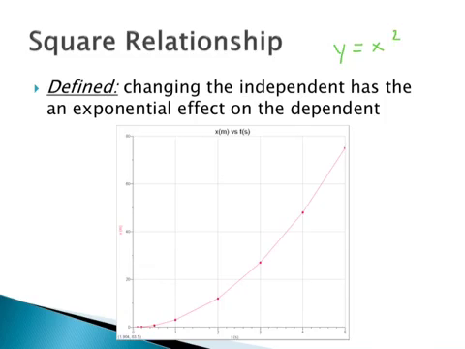The graph is shown here: as x is starting to increase, y is also increasing, but notice that it starts to lose its direct relationship and starts to curve upward. That's obviously a y equals x squared relationship. So you're having the same effect, but there's a greater, more exponential effect on it.